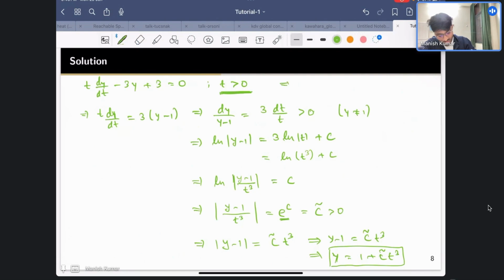So in this example we have seen that f of t comma y is 3y by t minus 3 by t, right? So this function f was continuous in the open interval (0, infinity) cross R. I mean, it is continuous with respect to y everywhere, and with respect to t we just have to take outside 0.